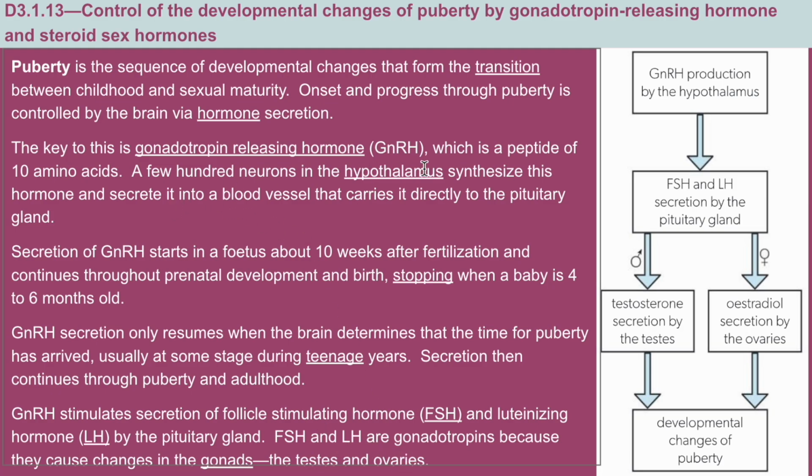The hypothalamus synthesizes the hormone, secretes it into a blood vessel that carries it to the pituitary gland. Now, GnRH secretion starts in a fetus about 10 weeks after fertilization, and continues until the baby is 4 to 6 months old. But from then, it only resumes secretion when the brain determines the time for puberty has arrived, at some stage, usually during the teenage years, and then continues through puberty and adulthood. Gonadotropin releasing hormone's role is that it stimulates secretion of FSH and LH by the pituitary gland.